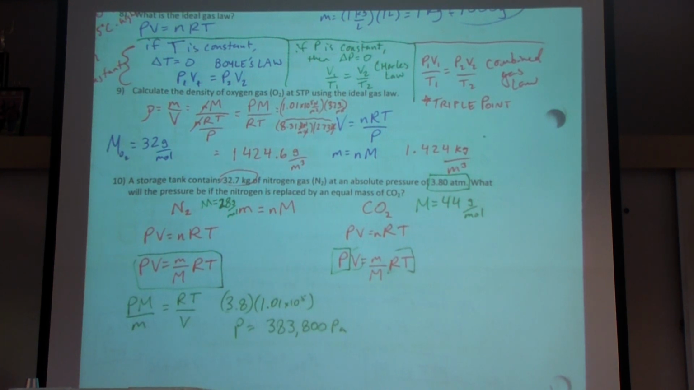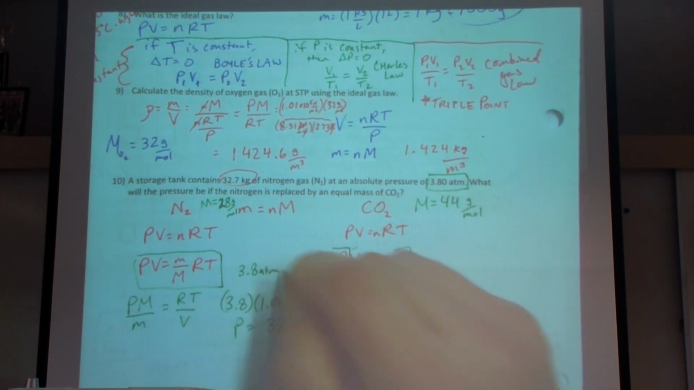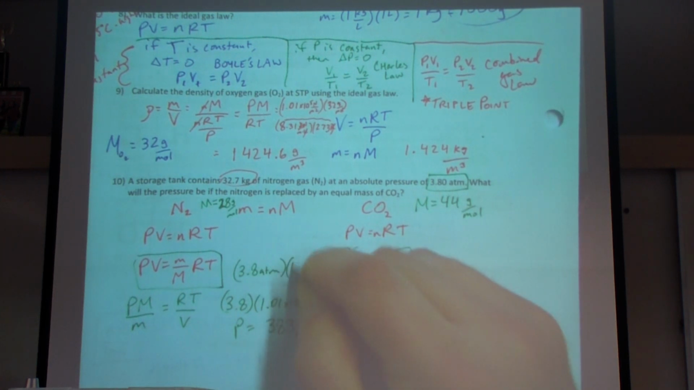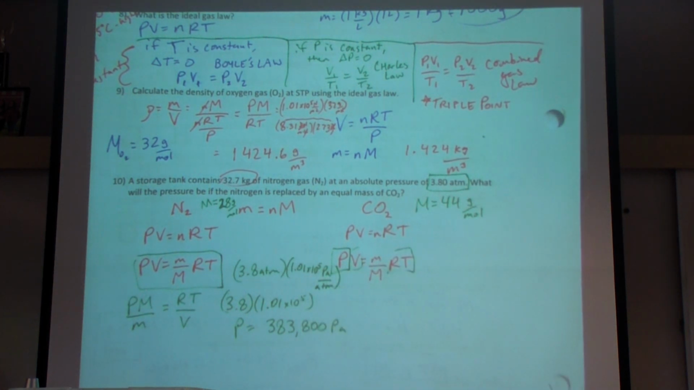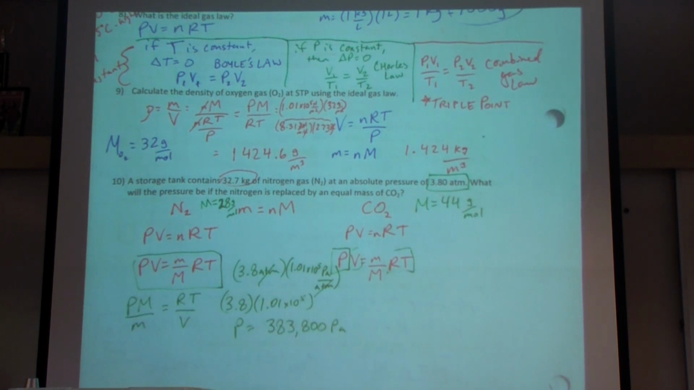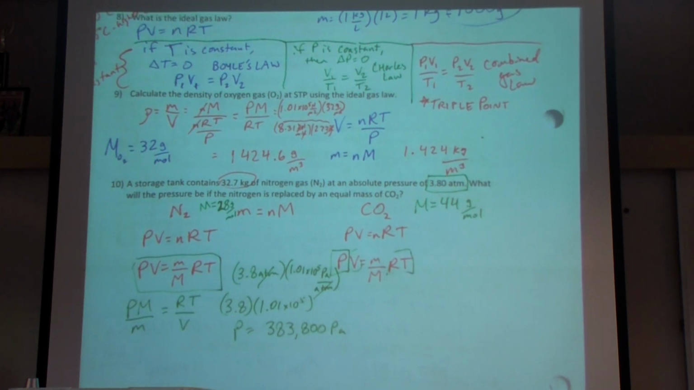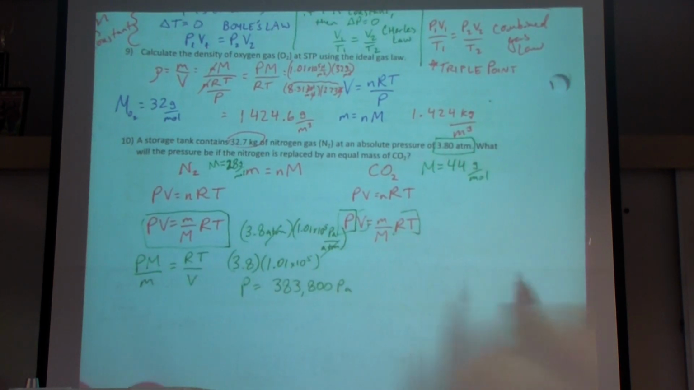Brian? Can you explain why you multiply the 3.08 times the 1.01 times 10 to the 5th power? Yeah, it's 3.08 atmospheres, and there's 1.01 times 10 to the 5th pascals in every atmosphere of gas. It's just a unit conversion, so that we have it written in pascals. Turns out we didn't need to do that. Our answer in the end could have been given in atmospheres as well, but changing it to pascals is just to be on the safe side. Okay?